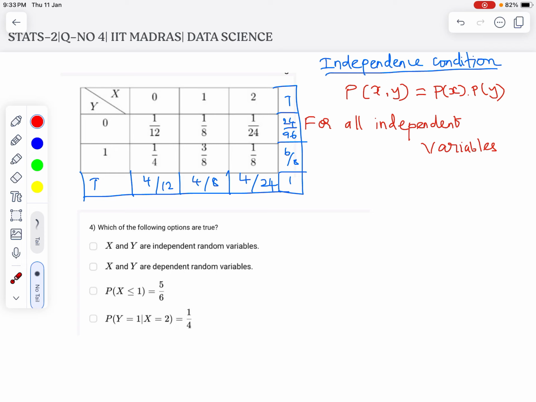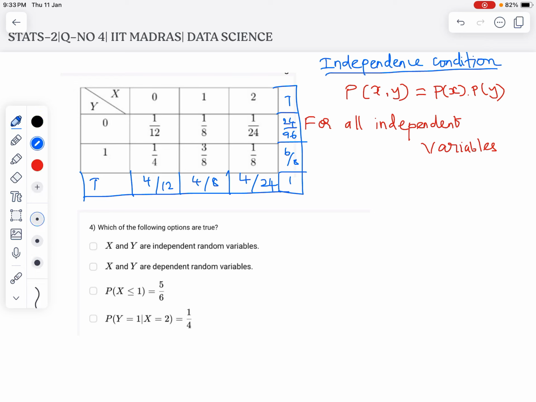Now, before going into the answer options, first and foremost, let us look at the condition for independence. The probability of x comma y is equal to probability of x into probability of y for all values. Okay, this is the very important condition you should keep in your mind. Now, applying this condition, let's test some values.